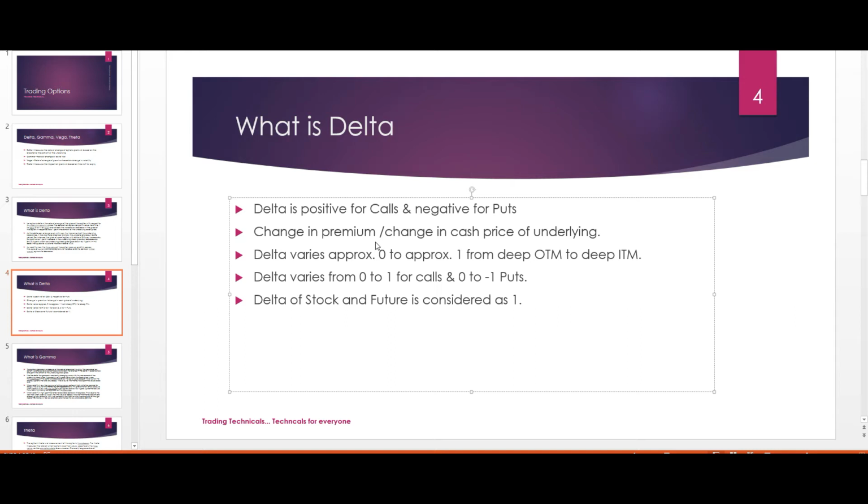And the delta of a stock or a future is always considered as 1. So the cash price and the future price always run 1:1. There would be minor changes here and there. However, you will always see the changes as 1:1. So if the stock goes up by 1 rupee, the future will also go up by 1 rupee.